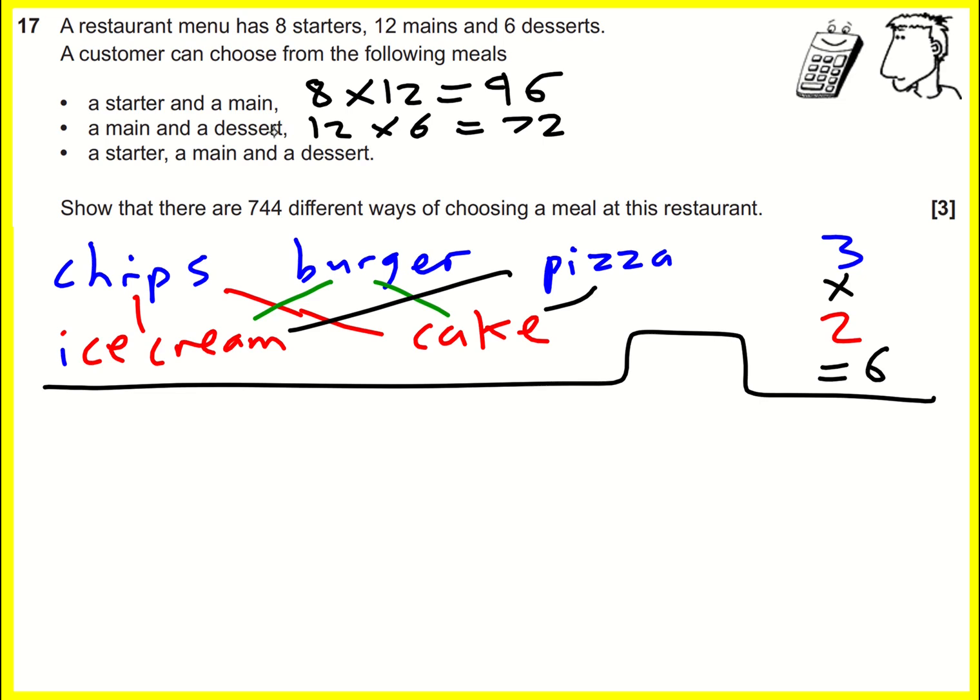Finally, I might have a starter, a main, and a dessert. Well, let's say I pick a starter, and I pick a main. Well, there's 6 desserts for that particular starter and main. But then for that particular starter, there are actually 12 mains. So for that particular starter, there's going to be 12 times 6 mains and desserts. But there's actually 8 starters. So the consequence is that I'm going to multiply all of these together, and it's going to be 8 times 12 times 6. This is known as the product rule for counting.